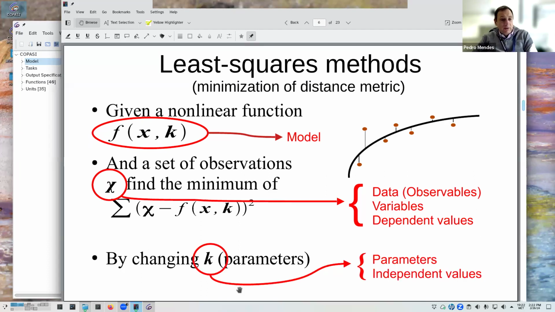Then finally, the parameters themselves, they are independent in the model. We set any value we want for a parameter. Of course, we want a value that approximates the model as best as possible, but they are normally called independent values. This terminology is important, as you will see later on.